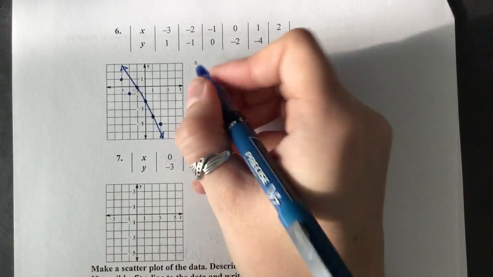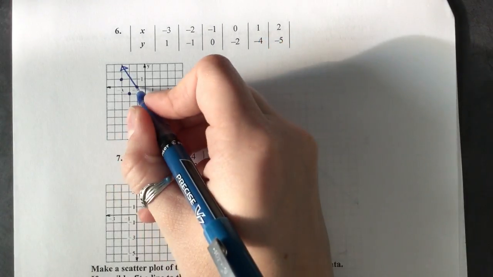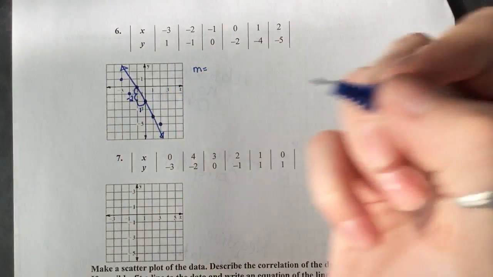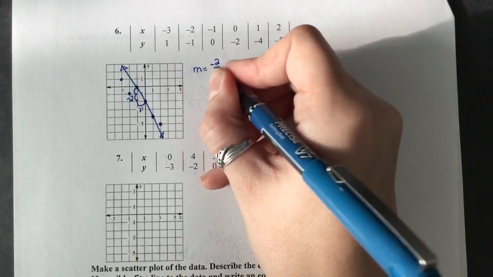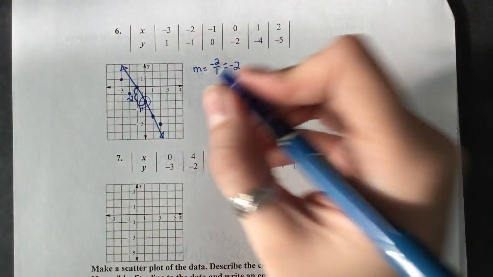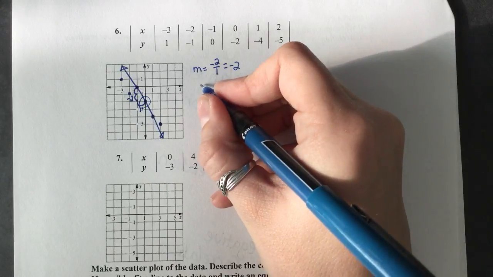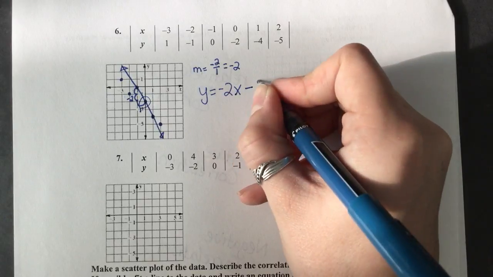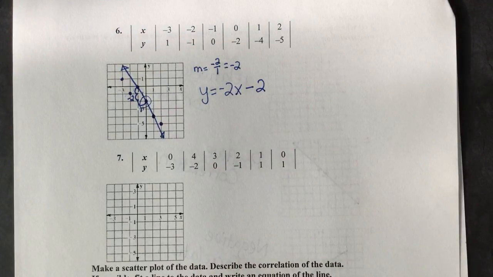Now, writing my equation, I need my slope. Down 1, 2, down 2, forward 1. So negative 2 over 1, which is negative 2. And do I know my y-intercept? Hey, look at that. I know it on this one too. It's at negative 2. So y equals negative 2x minus 2. Try the last one on your own.